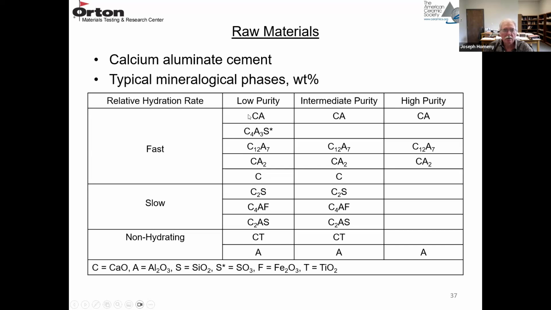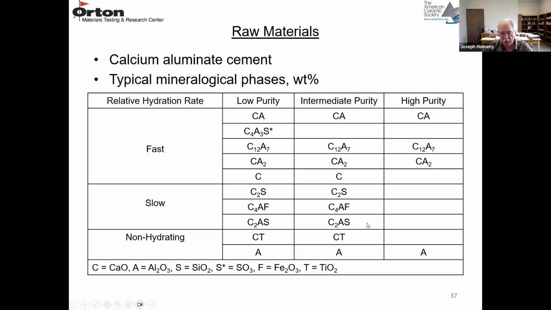So the primary phase in calcium aluminate cement is Ca. That's the primary phase that hydrates. Ca2 is another major phase that hydrates. Present in much smaller amounts is C12A7 that also hydrates. Lime can hydrate. And then if you have sulfur present in this low purity material, this compound C4A3S can also hydrate. Other materials that hydrate are C2S, C4AF, and C2AS.